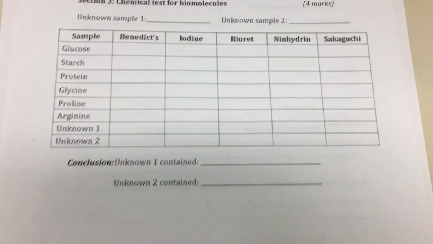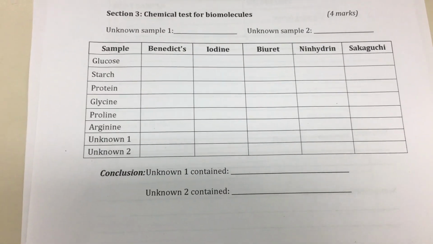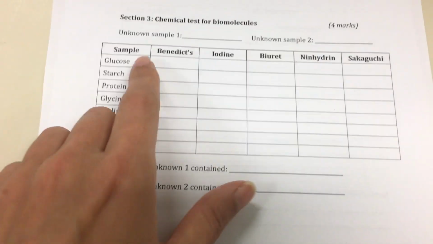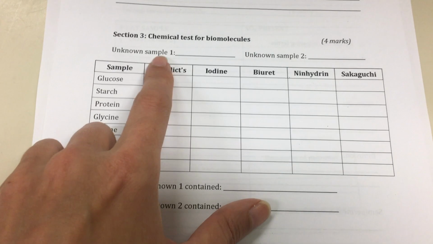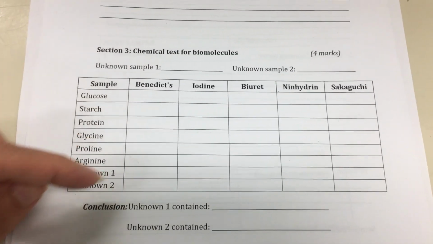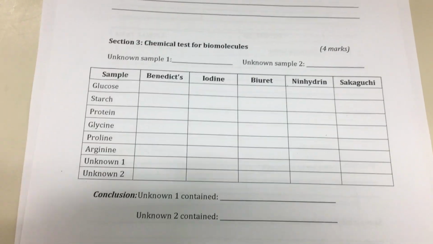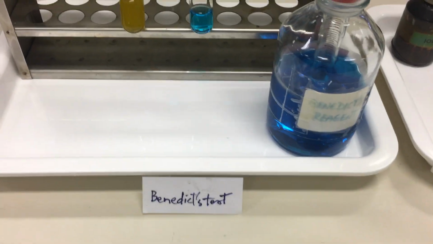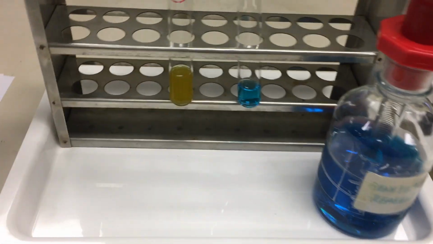Please read the description of each test, how you're supposed to work in the lab with your unknown sample, which can be the component sample 1 and 2 with the combination of these components. What I'm going to do is demonstrate shortly how the Benedict test positive results look like.